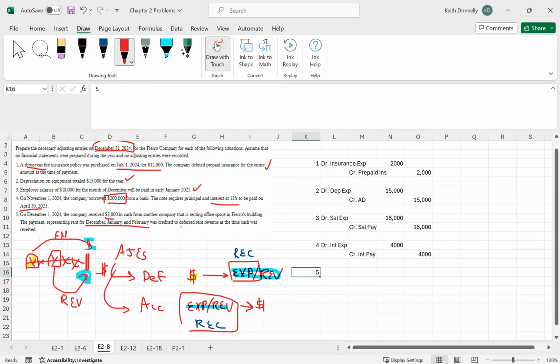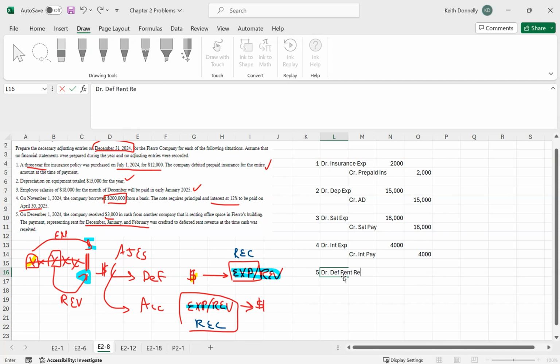Now we're at the end of December. 1 month has passed, so we need to accrue that revenue, right? So what we do here is we're going to debit deferred rent revenue, sometimes called unearned revenue, and we're going to credit rent revenue, right? So when they came in and paid us, we teed up that unearned account, we credited it. Now over here we reverse it out as we earn it, right?